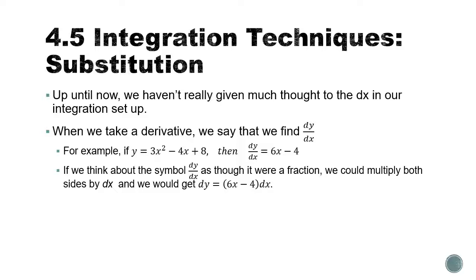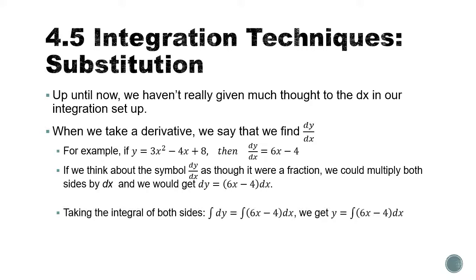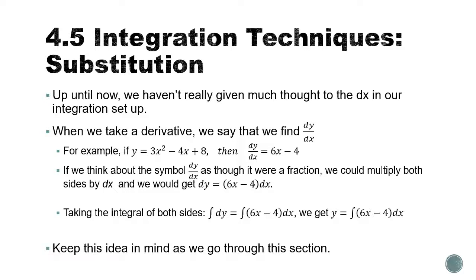Now, if you think about dy dx like it was a fraction, and it's not, but just go with me on this. You can multiply both sides by dx, and you would get dy equals 6x minus 4 dx. When we take the integral of both sides of that equation, we get that the integral of dy is the integral of 6x minus 4 dx, so y equals the integral of 6x minus 4 dx.